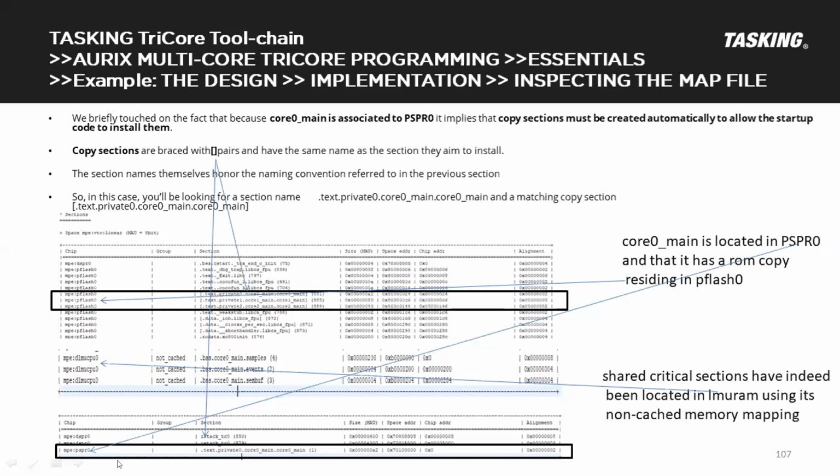So you will find here it is located in the BSPR0 for the core0_main. And there is a ROM copy that already exists in the program flash 0, and you could see here in the program flash 0, and from where I could get the conclusion that it is a copy section, because it is between these brackets here, as you could see. So if it's between brackets, it's a copy section. And here you could see as well how it is assigned to this BSPR0.